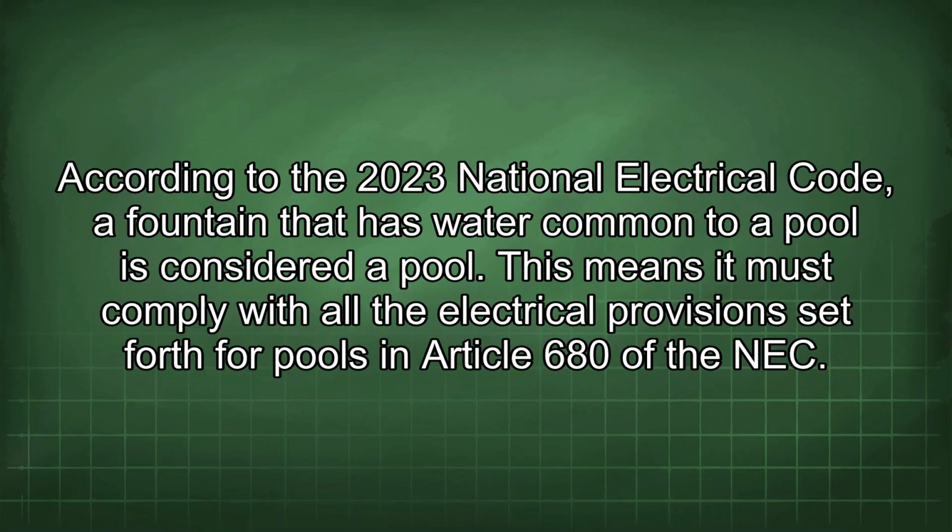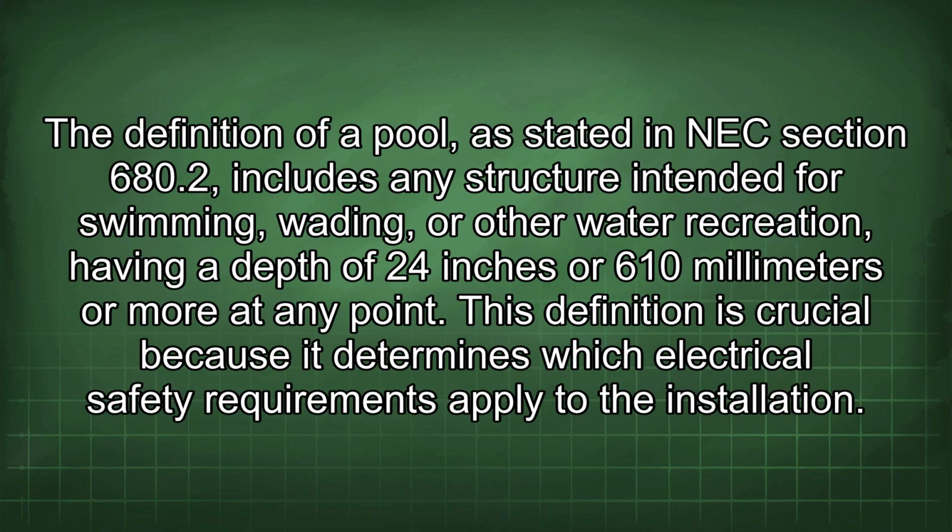According to the 2023 National Electrical Code, a fountain that has water common to a pool is considered a pool. This means it must comply with all the electrical provisions set forth for pools in Article 680 of the NEC. The definition of a pool, as stated in NEC Section 680.2, includes any structure intended for swimming, wading, or other water recreation having a depth of 24 inches or 610 millimeters or more at any point.